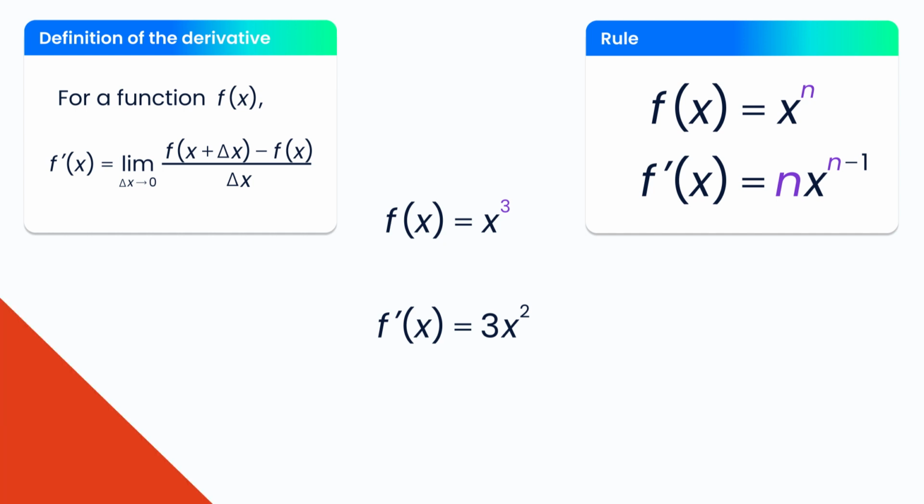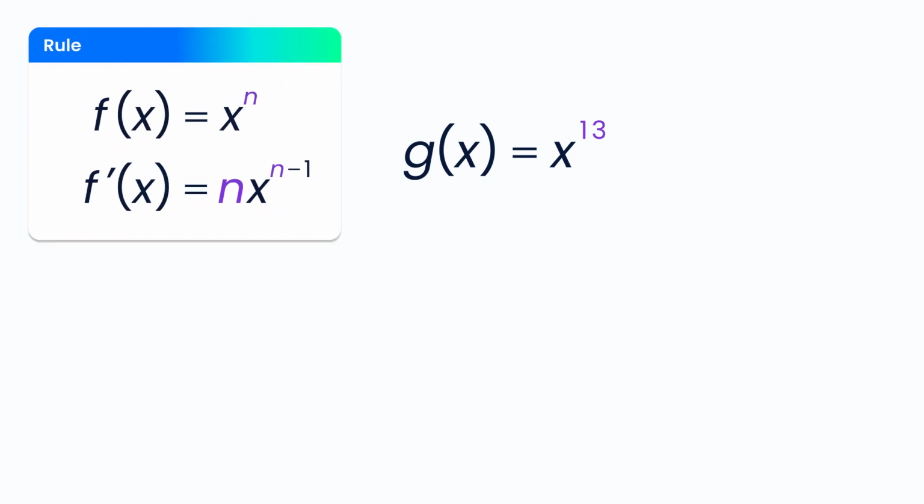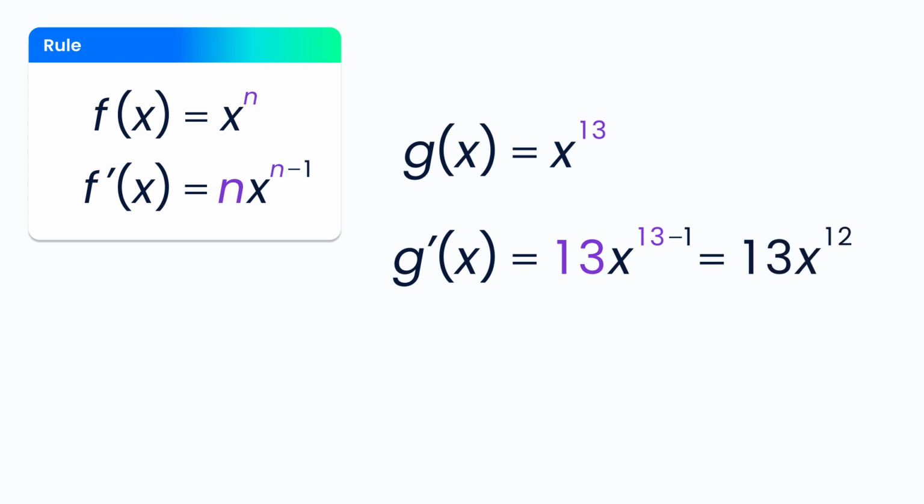For instance, if you want to find the derivative of g of x equals x to the 13th power, you can use the rule and get g prime of x equals 13x to the power of 13 minus 1, which equals 13x to the 12th power.